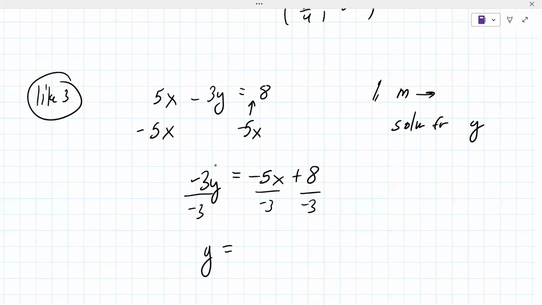Okay. So on the right here, it ends up being 5 over 3x minus 8 over 3. What is the slope of this equation? 5 over 3.